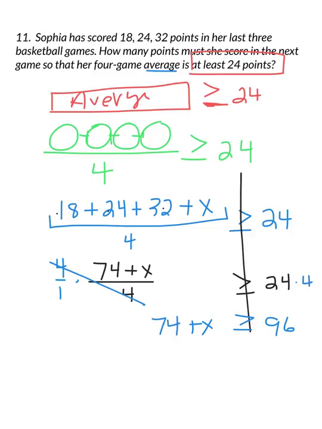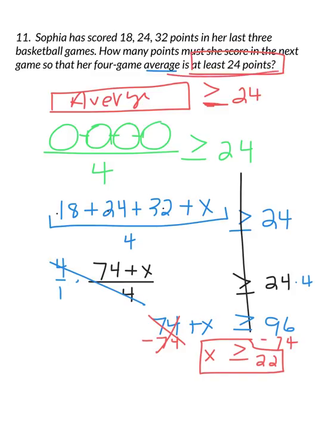What do we do now? Subtract 74 on both sides. Subtract 74. That goes away. x is greater than or equal to 96 minus 74, 22. So what does that mean? That means how many points must she score in the next game? She must score greater than or equal to 22 points to average at least 24 points a game.